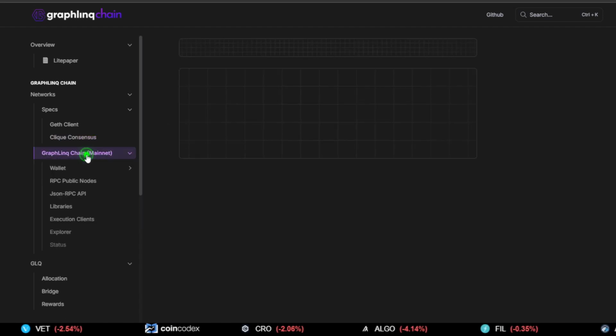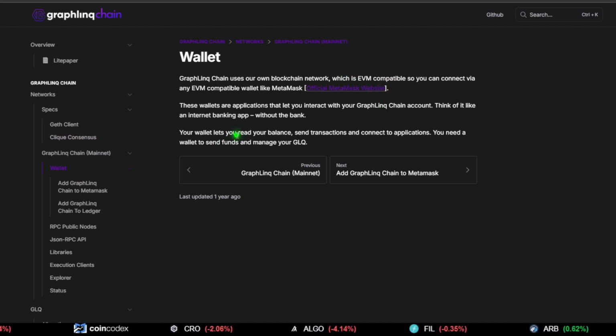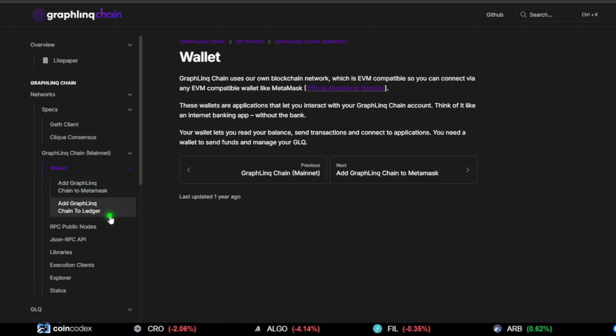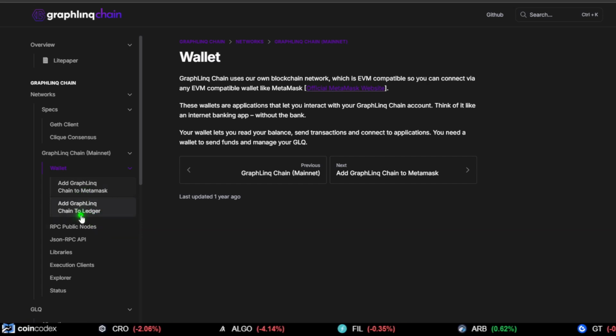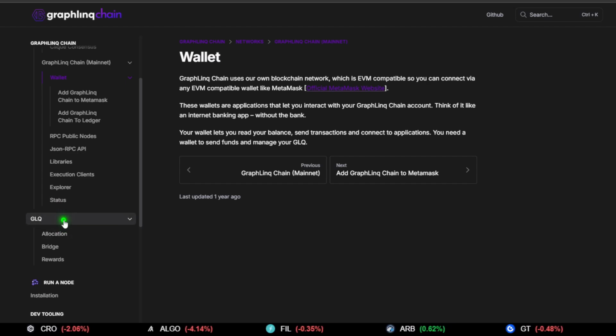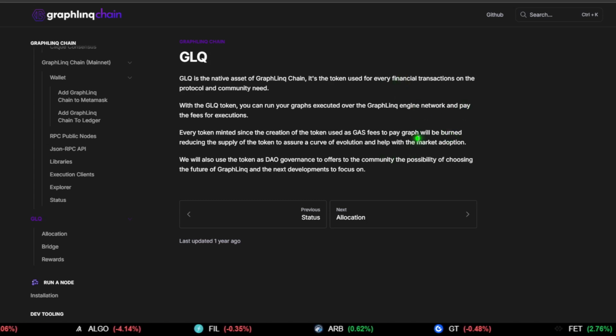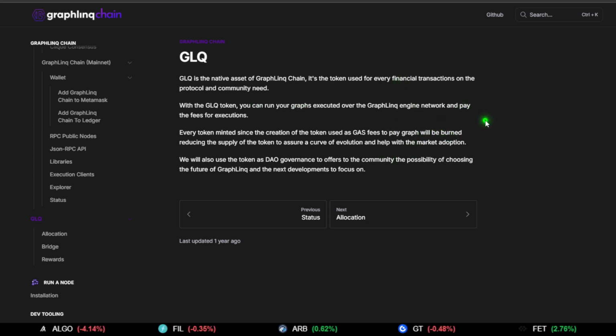And that's the main net. And then they have a wallet going on. If you want to use MetaMask, that's their official one. Let's see, and they give you instructions how to do that. The different libraries, RPC nodes. Okay, so yeah, this is exactly what we want to kind of jump into, which is the GLQ token. What is it? What does it really do?